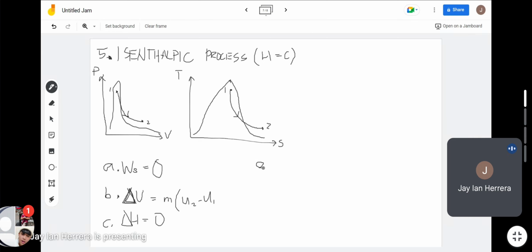Heat transferred din natin will be equivalent to 0 for isenthalpic. And then E, our change in entropy is still the same. That is M times S2 minus S1. So, ayun lang muna for now. Questions, please raise your hand and ask them now.